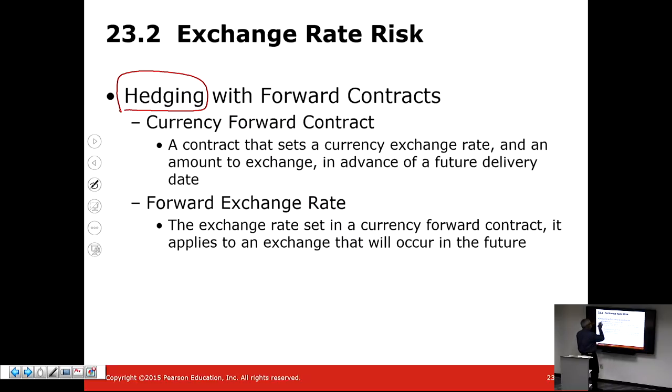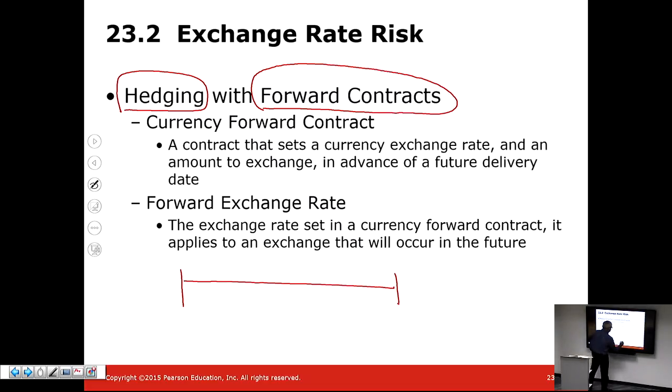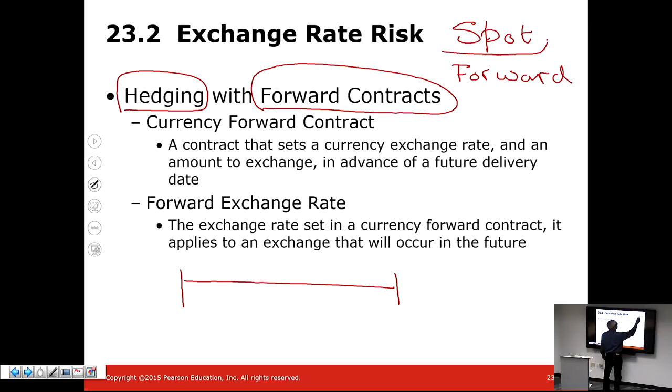So we are hedging, in this case, with a type of contract that is called the forward contract. So what is the forward contract? The forward contract stands in contrast to what is called the spot contract. So there are two types of exchange rates in the currency market: the spot rate and the forward rate. Spot rate is the quote to exchange one currency for another on the spot, meaning today.